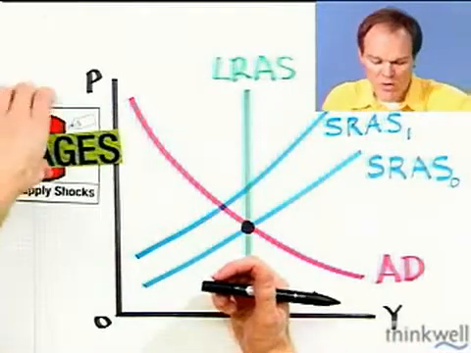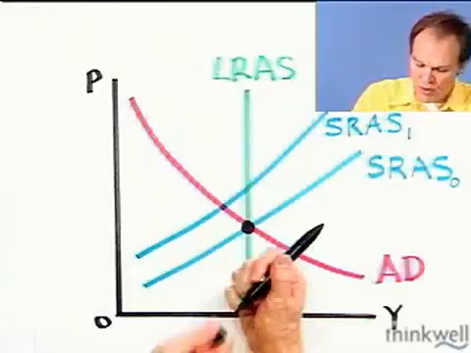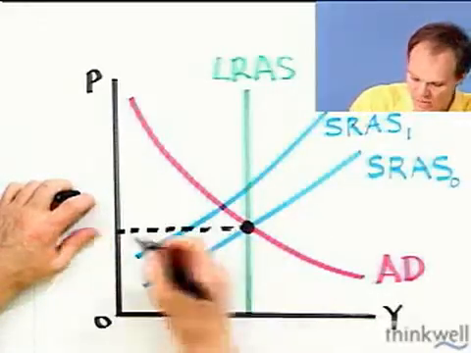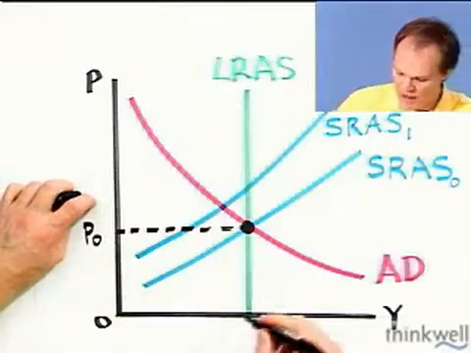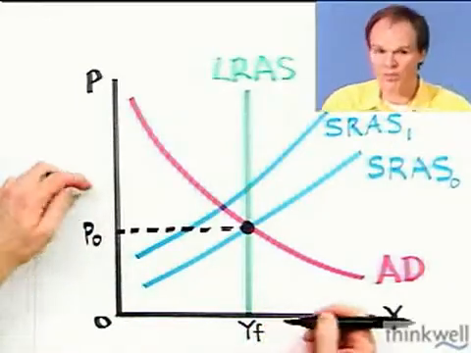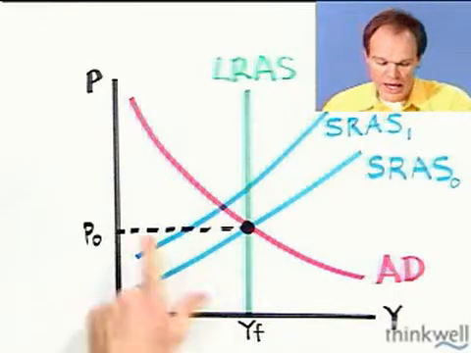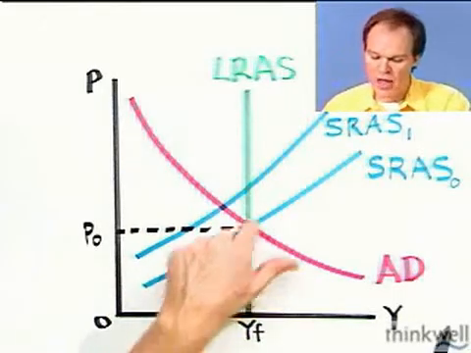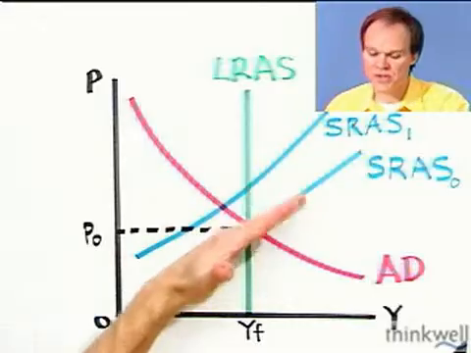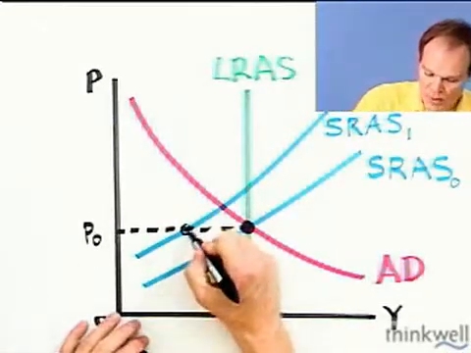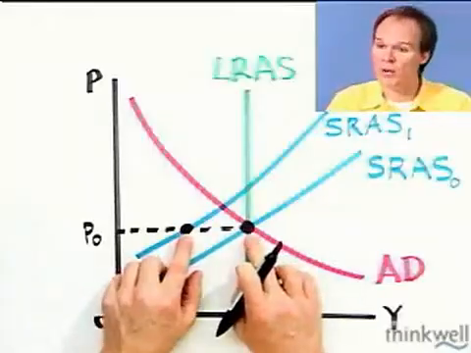Well, let's suppose that we start with a macroeconomic equilibrium in the long run of price P sub 0, and we're at full employment output. Because if you're not at full employment output, you're not in long-run macroeconomic equilibrium. If we're here to start with, and the supply shock causes businesses to raise their prices and reduce their output, the initial situation is one of excess aggregate demand.